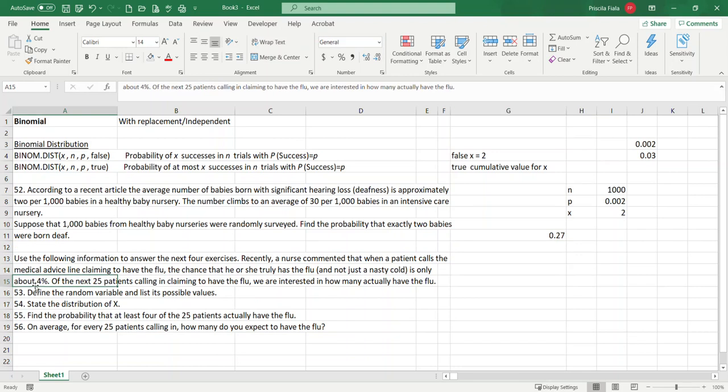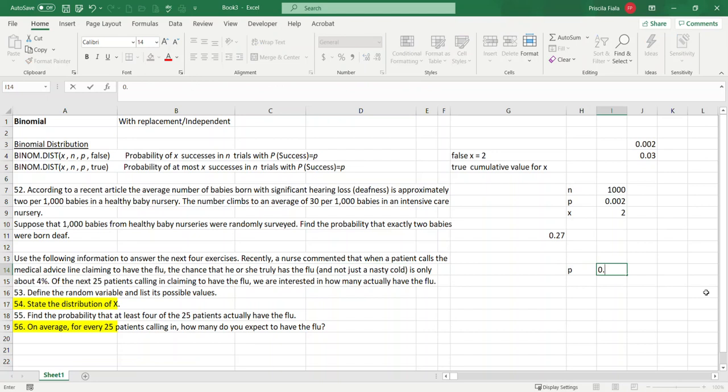27%. Problems 54, I want you to solve, and I want you to tell me problem 56, but let me quickly go through the whole problem. Use the following information to answer the next 4 exercises. Recently, a nurse commented that when a patient calls the medical advice line claiming to have the flu, the chance that he or she truly has the flu and not just a nasty cold is only about 4%. So right there, we have our P, which is only 4%.